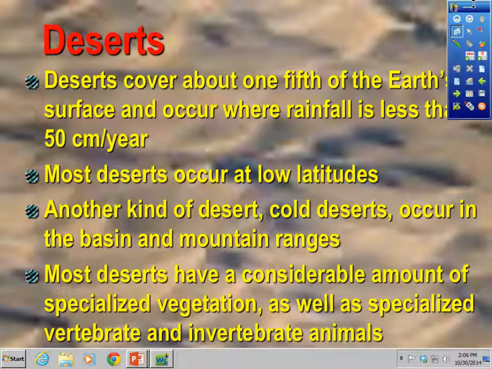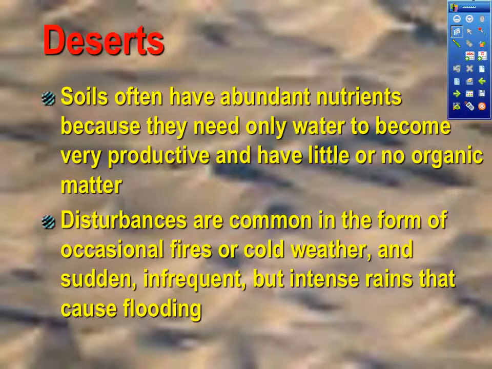We'll talk about those. The vegetation is very specialized, so there's not much of it, but what there is is very well adapted to that small of an amount of rainfall, as are the animals. Okay, the soils in a desert have a lot of nutrients because there's nothing there to use it up. So there's not enough water for a lot of vegetation, so there's not a lot of vegetation to use up the nutrients, so they tend to be rich in nutrients.